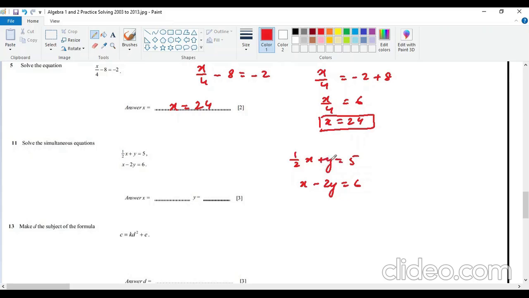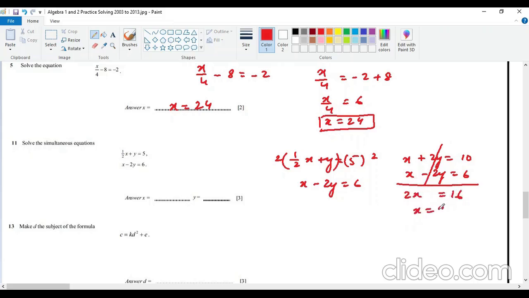So I will multiply this by 2, and of course this is going to be x plus 2y equals 10, and the second equation remains same, x minus 2y equals 6. So you don't need to subtract because signs are different. This is going to give you 2x equals 16. So the value of x is going to be 8.